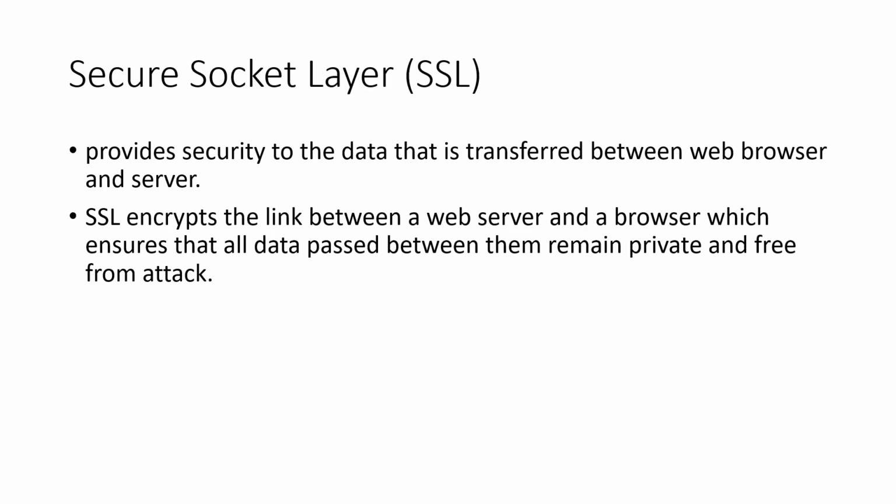Most of the time we are talking about web security. The two algorithms we have learned are mostly based on web security. This is the base of web security: secure socket layer provides security to the data transferred between web browser and server. It is an encrypted link between web server and browser, which ensures that all data passing between them remains private and free from attack. When it comes to SSL, it will create a kind of tunnel between the browser and web server. What do you mean by a tunnel?